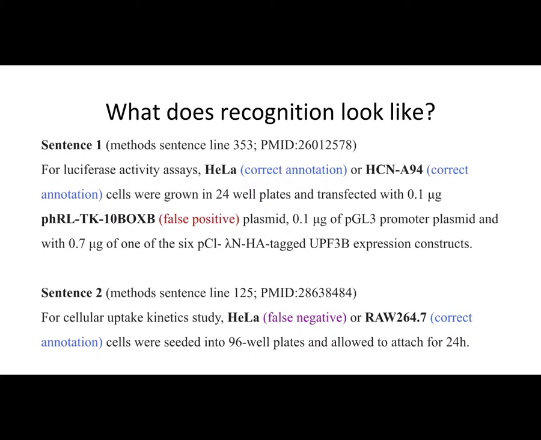Okay, so what does recognition actually look like? So here I've got two sentences, sentence 1 and sentence 2. These are both from published papers.